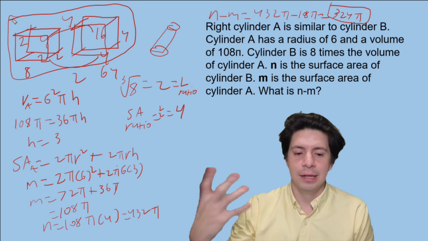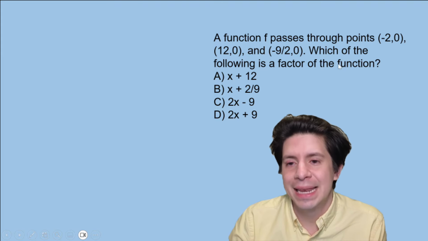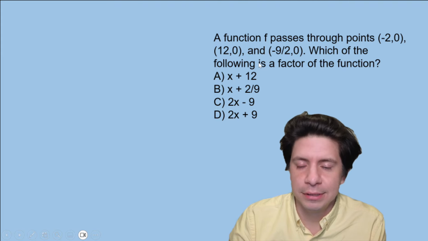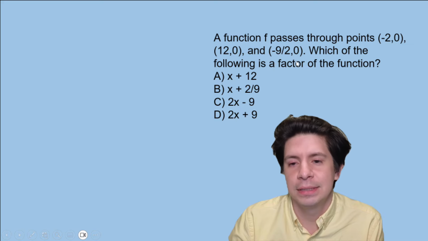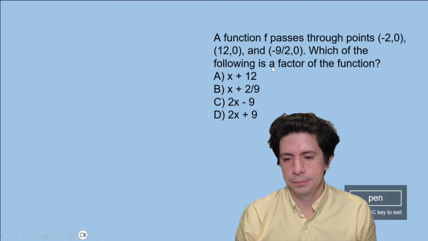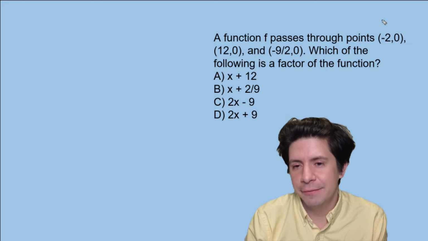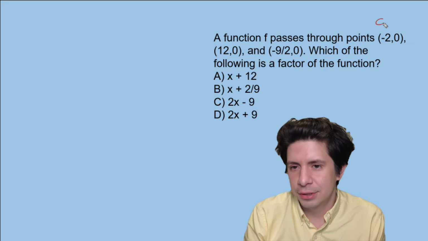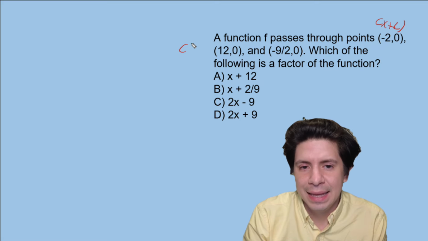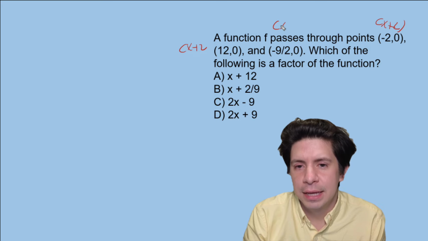All right, so let's try a couple more. A function passes through points -2, 0, 12, 0, and -9/2, 0. Which of the following is a factor of the function? So when you get these right, the factors are just the opposite signs. So you're going to have x plus 2, x minus 12, and x plus 9 over 2.